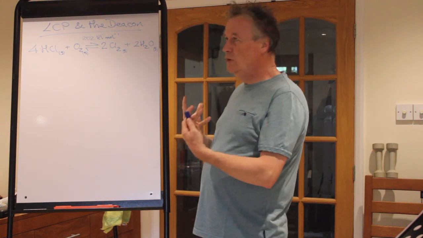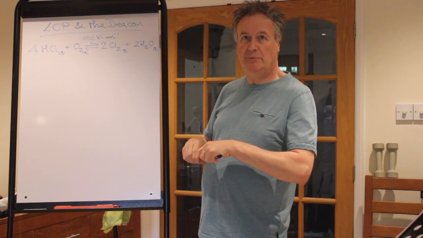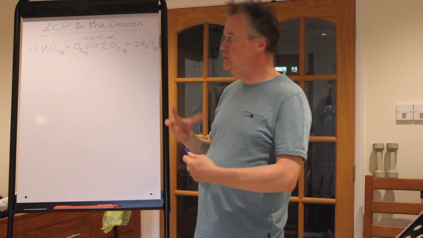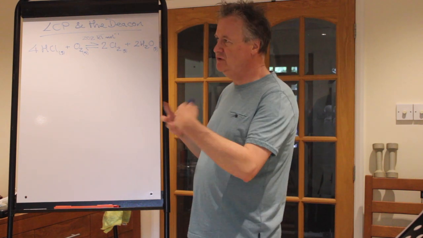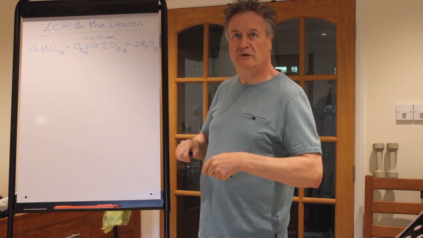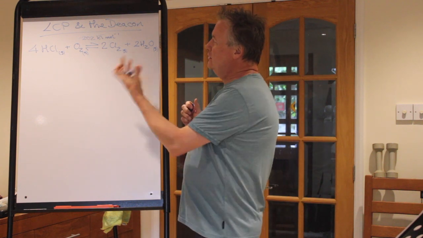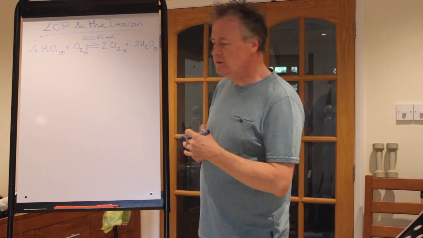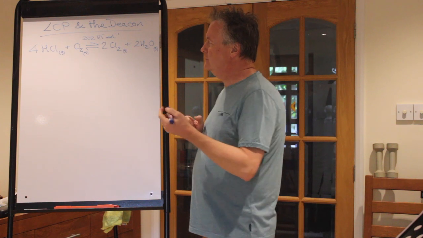Now, profit wise, more chlorine per hour, that's the point. You use Le Chatelier's principle, you can use it to predict the conditions and use it to explain what the conditions were. So we'll predict what the conditions would be, first of all.